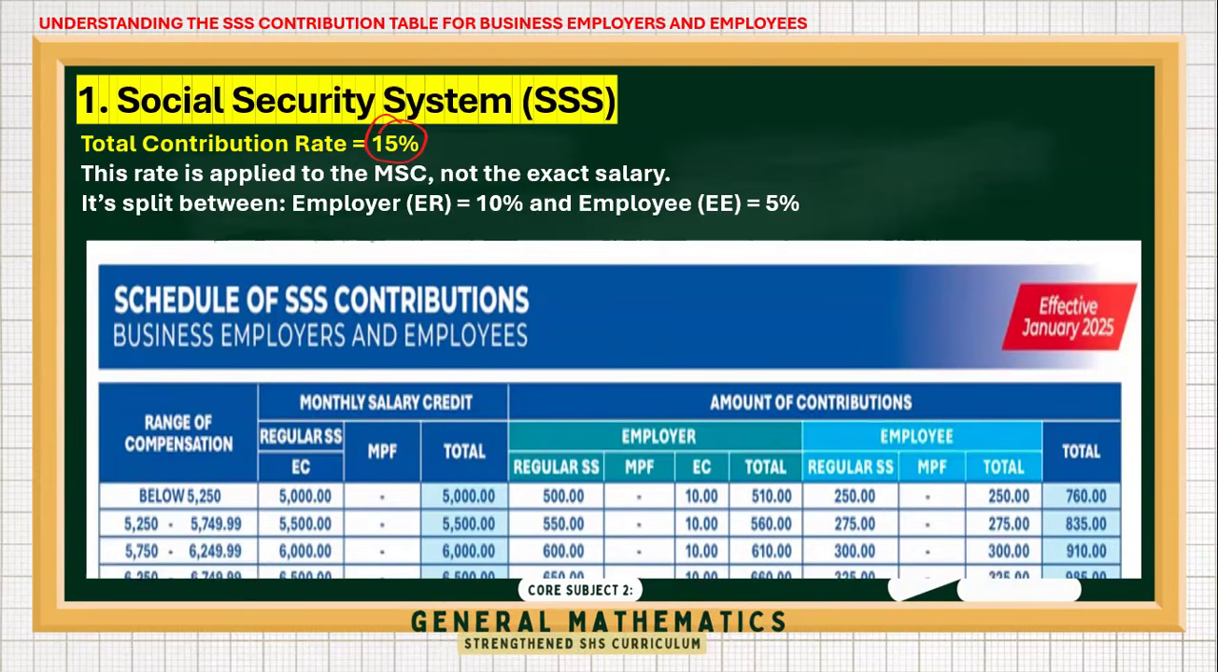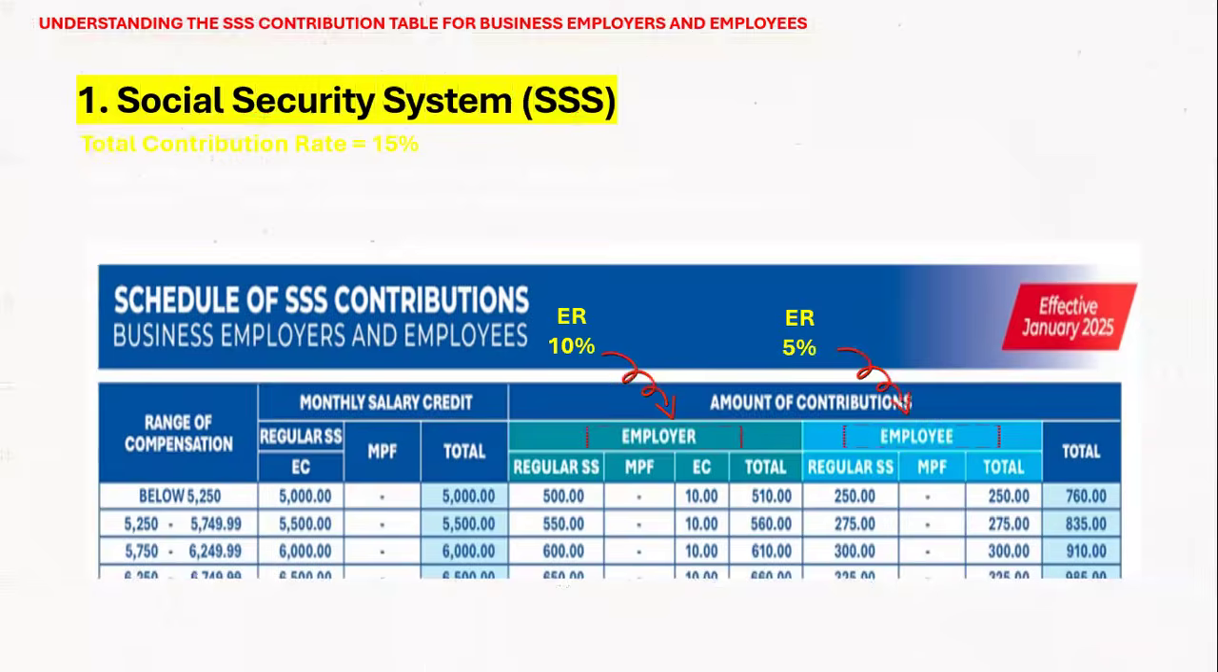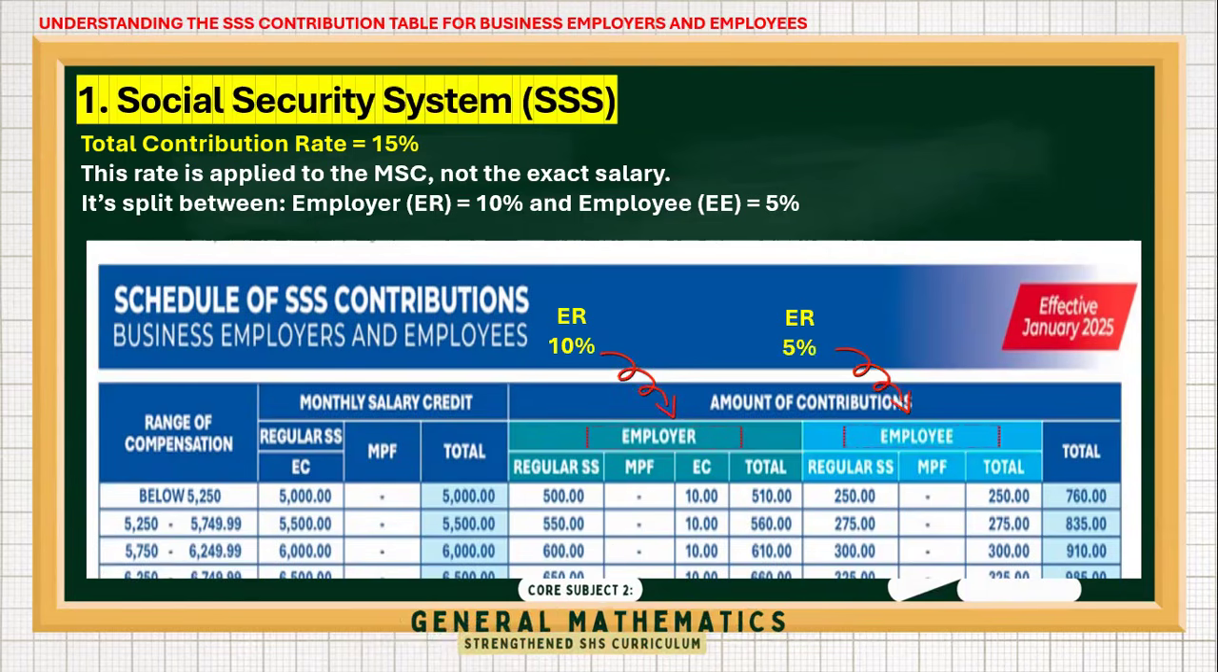So, how do we split that payment? The split is 10% for the employer, or ER, and 5% for the employee, or EE. That is how we split. Again, for your employer, that's 10%, and 5% will be coming from you. So the employer's contribution, that's ER, and that is EE.